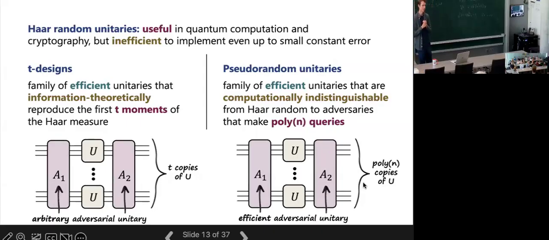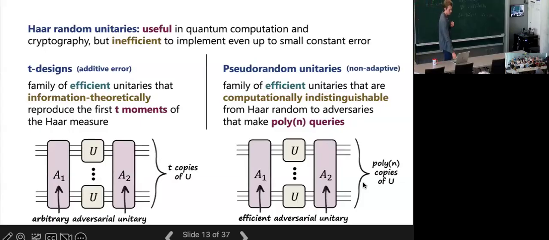Circuits that use the T copies of U with other unitaries in between. Exactly. So I am prepared with this. But, technically, this is what is called additive error T designs. And there's a stronger notion called relative error, which is even stronger than this sort of adaptive thing.